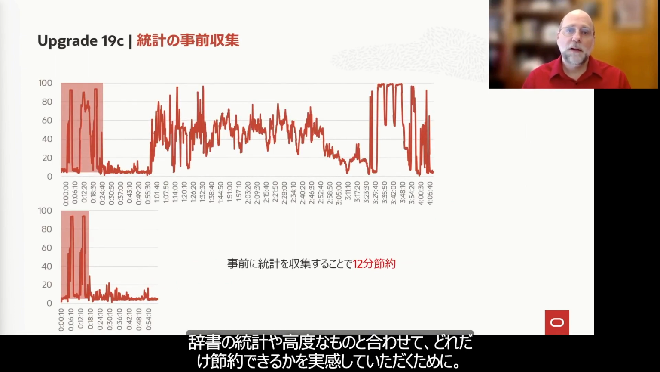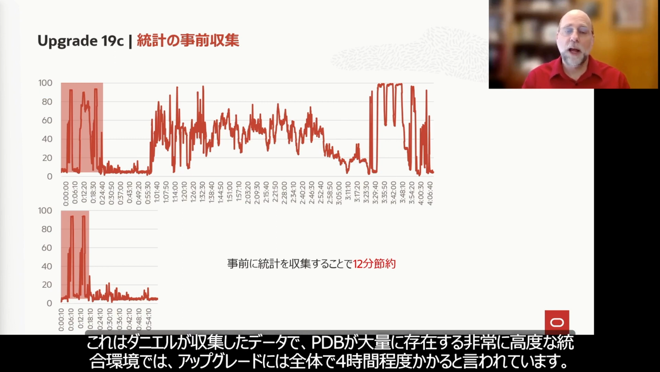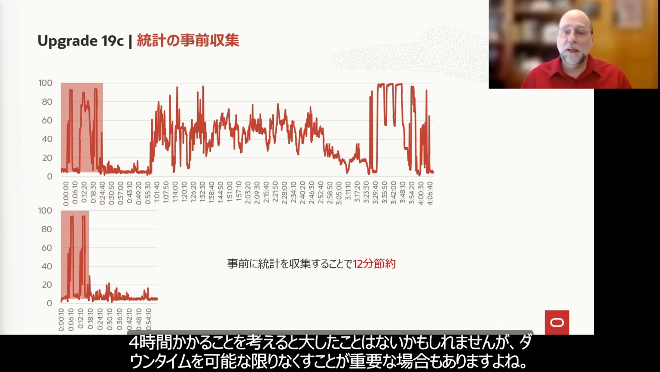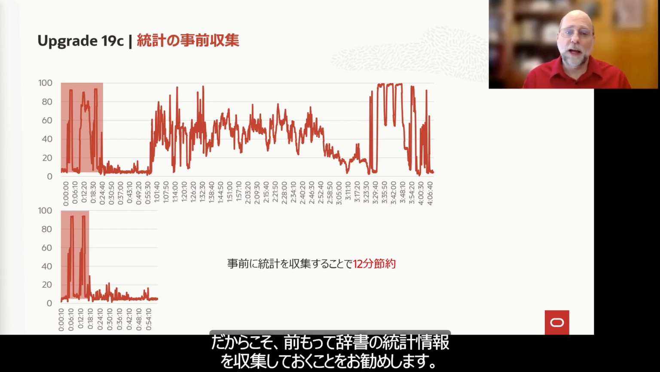To give you a sense of how much it can save to gather dictionary statistics in advance, this is data that was gathered by Daniel on a very highly consolidated environment with lots and lots of PDBs where the upgrade would take maybe about 4 hours in aggregate. In this case, on that upgrade, gathering dictionary statistics saved 12 minutes. So that may not seem like a lot when it's coming out of 4 hours, or it may be crucial to you to eliminate as much downtime as possible. That's why we always recommend gathering dictionary statistics up front.